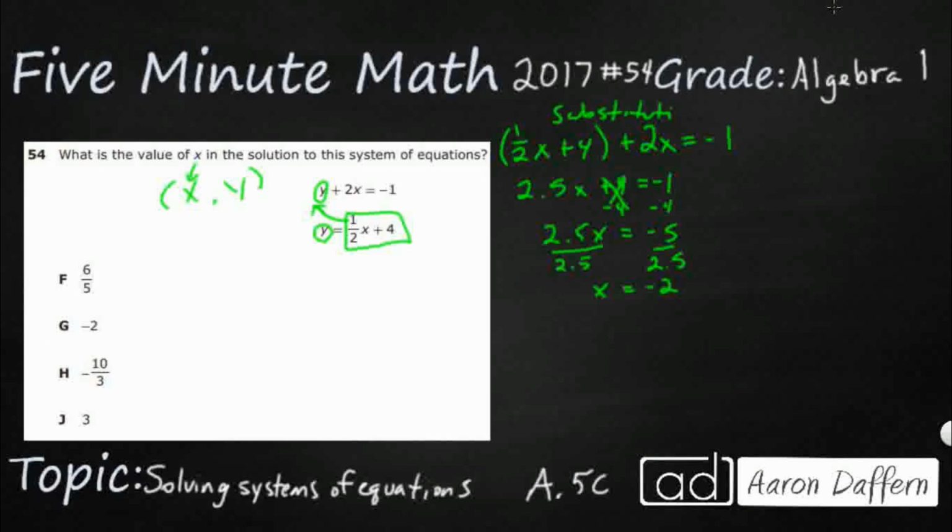We also could have done elimination. How does that work? It works best when both equations are in standard form. So let's take this second one right here and put that into standard form. I want that 1/2 x over on the left, so minus 1/2 x plus y equals 4. All right, now that's in standard form.